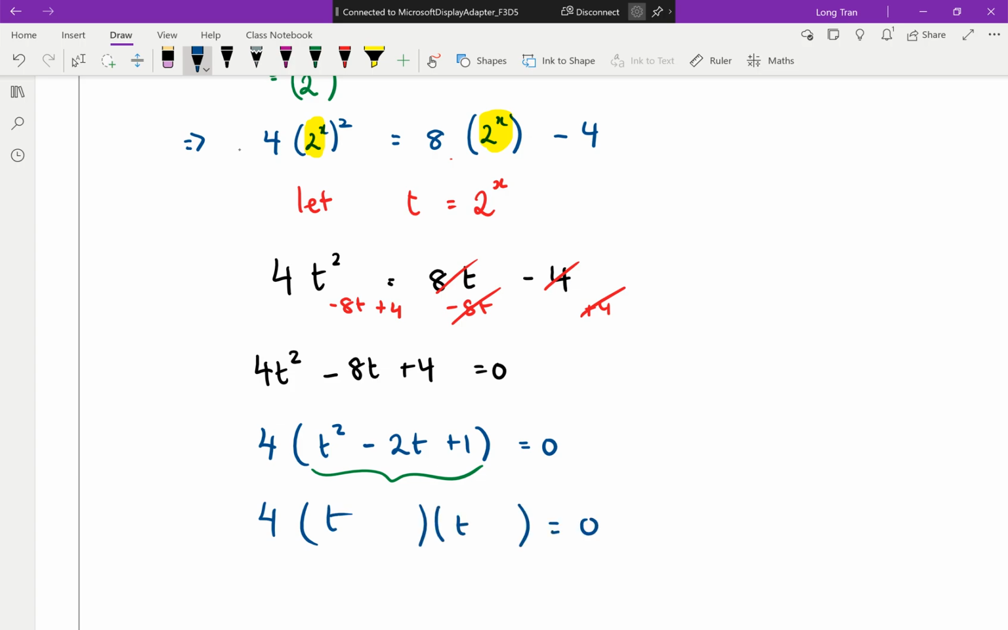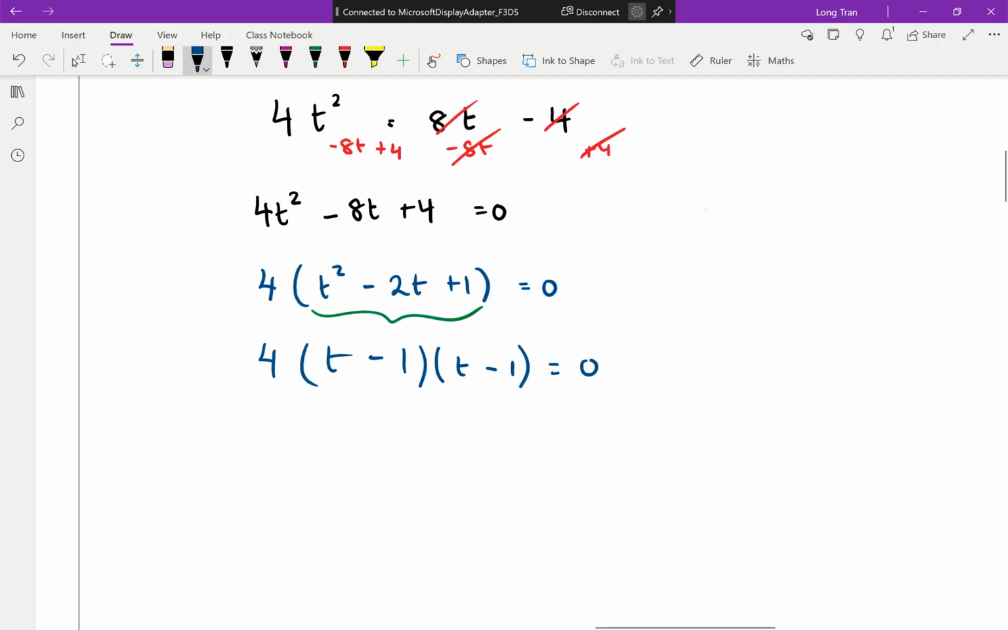t, and you can see here it's minus 1. If you solve for it using the null factor law, this means that either t minus 1 or t minus 1 is equal to 0. So which one is the solution? Well, both of them are the same thing. So t minus 1 is equal to 0. Therefore, t equals 1.